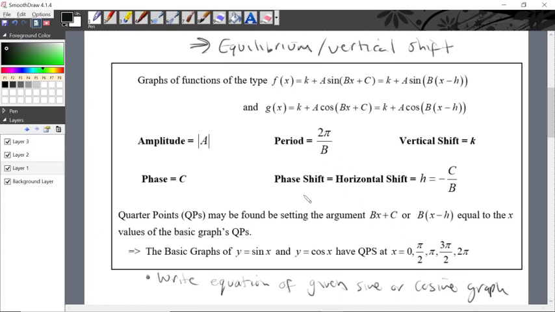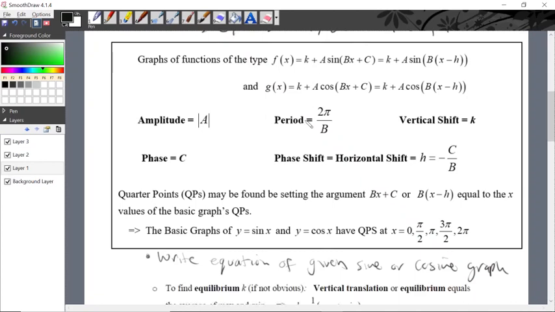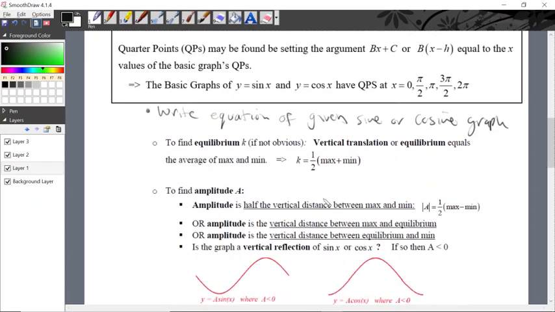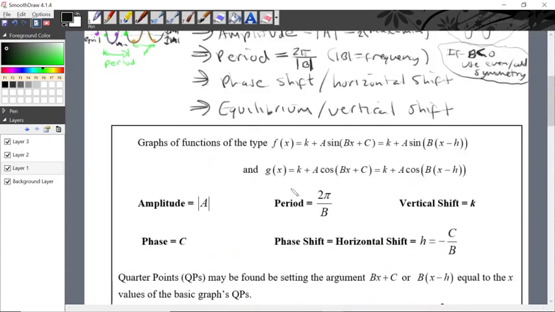The y values will tell you what the amplitude is going to be. It's also going to tell you what the equilibrium is going to be as well. Equilibrium would be the value of k. All that can be determined by examining the graph. And the graph can be easily constructed by finding the 5 quarter points and connecting them in a nice smooth wave. I also want to give you detailed information here about, if you are given the graph of either a sine or a cosine wave, how you can figure out the values of the parameters k, a, b, and c.